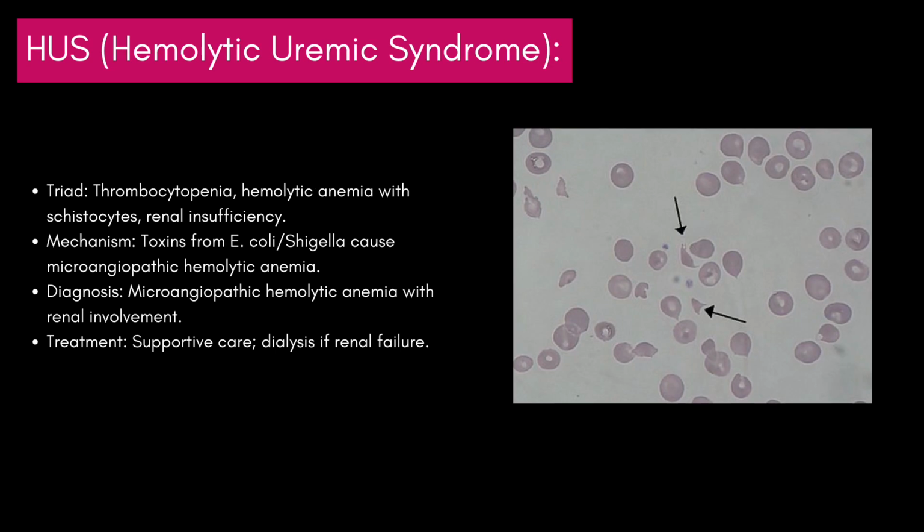Let's take a look next at HUS, which is also known as hemolytic uremic syndrome. Triad: thrombocytopenia, hemolytic anemia with schistocytes, renal insufficiency. Mechanism: toxins from E. coli or Shigella cause microangiopathic hemolytic anemia. Diagnosis: microangiopathic hemolytic anemia with renal involvement. Treatment: supportive care. Dialysis if renal failure.